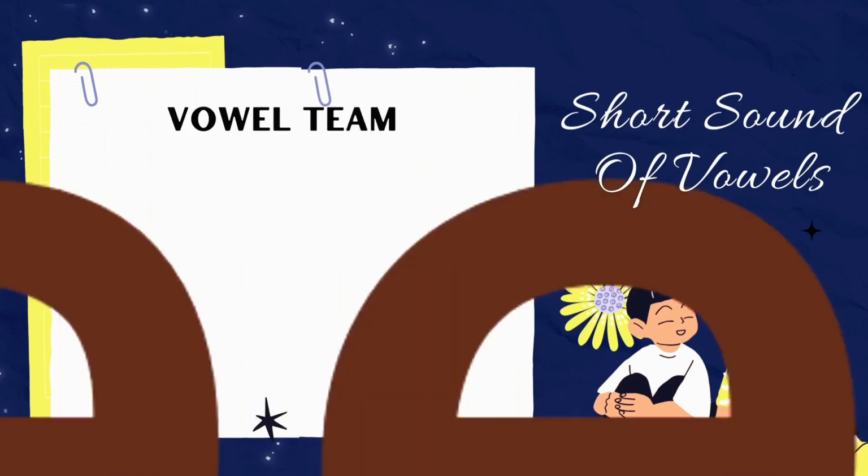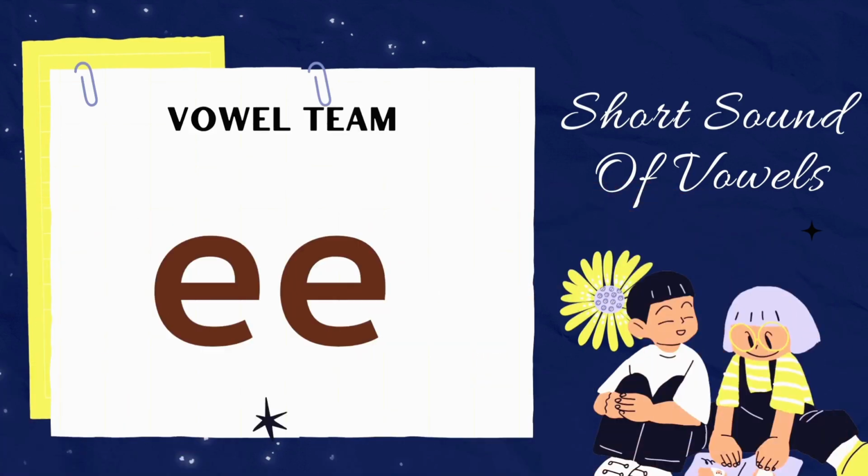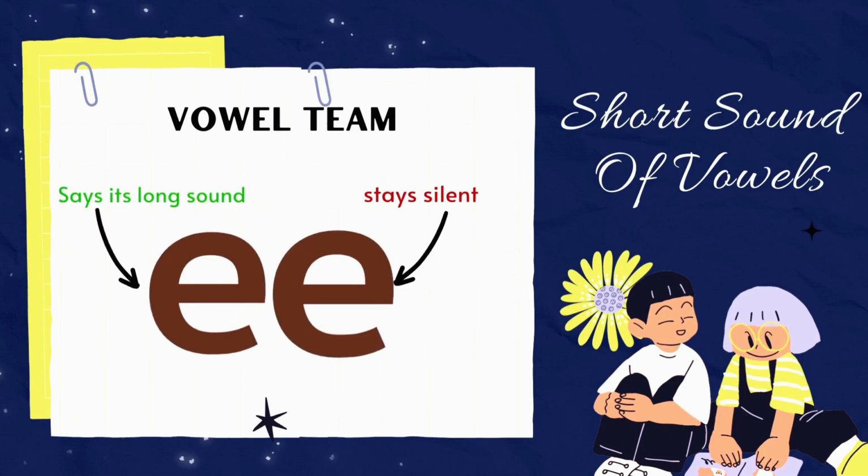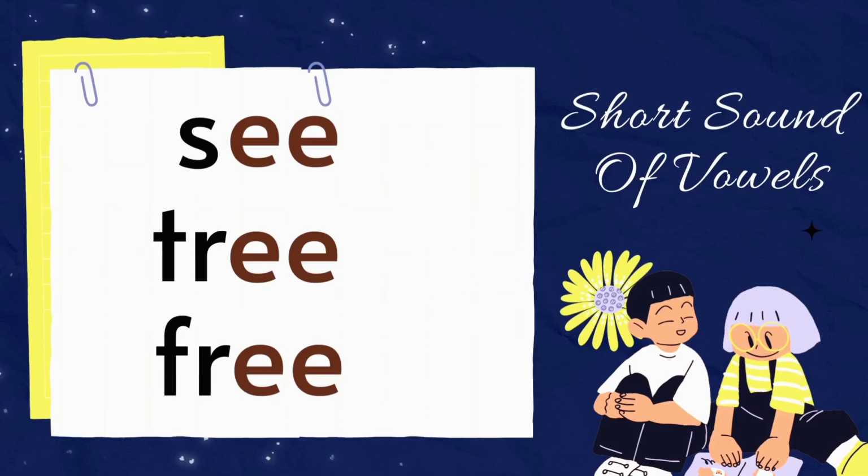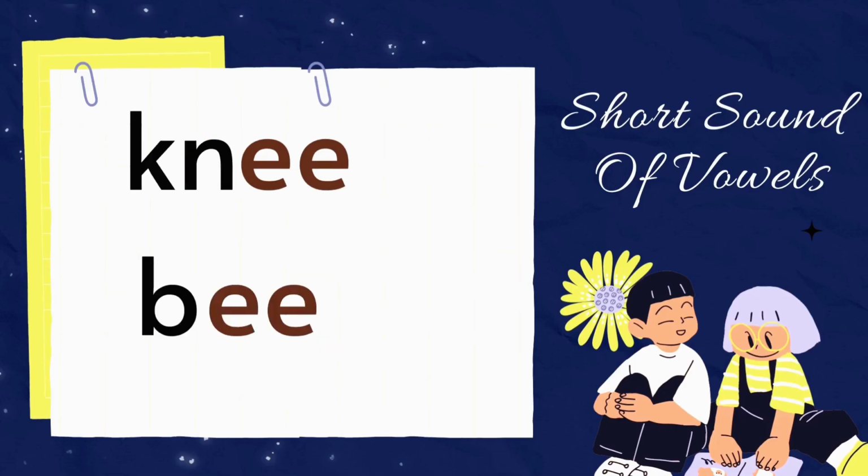Same goes for the following vowel teams. E, when present together in a word, they again say the first vowel is saying its name, that is E, while the second one stays silent, as in sea, tree, free, knee, bee.